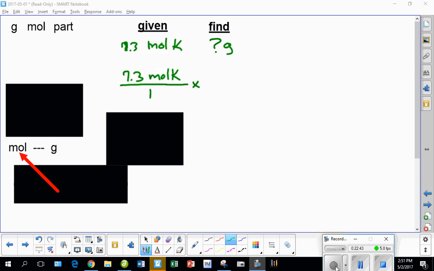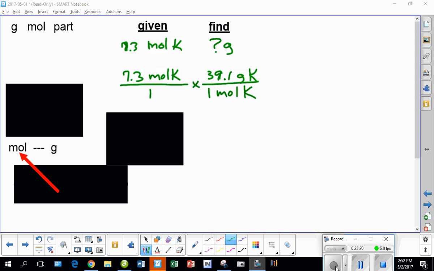Now we use the number from the periodic table. What's the number in the bottom of the potassium box? 39.10. Okay, 39.10. And that is going to be your grams side. How many moles is that? See, that's the molar mass, 39.1. You got that off the periodic table. And how many moles is that equal to? Yeah, 1 mole of potassium.